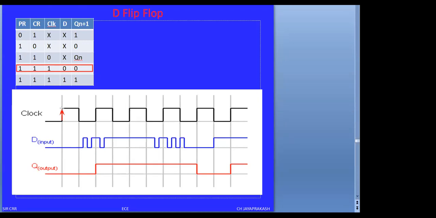If you observe here, during this clock pulse, the D input equals 0. The value of D is 0 at this position. Therefore, with respect to the function, D is 0, so the next state Q of n plus 1 is also 0. Similarly, you will check the next second condition.